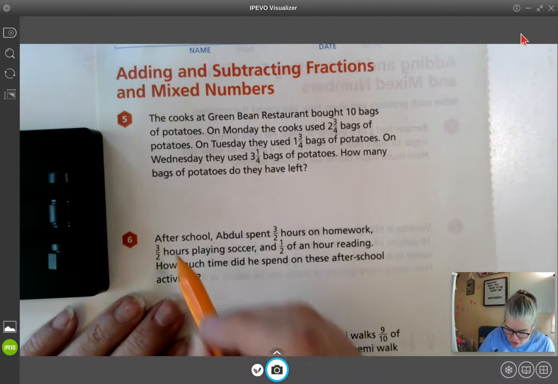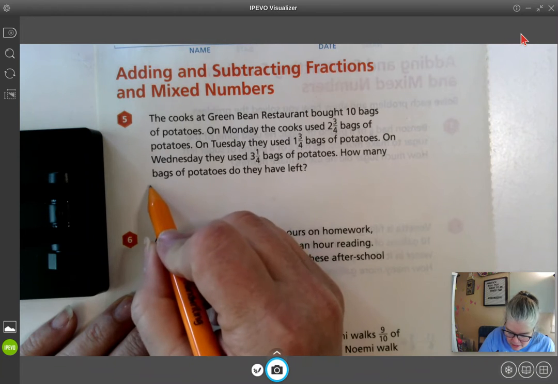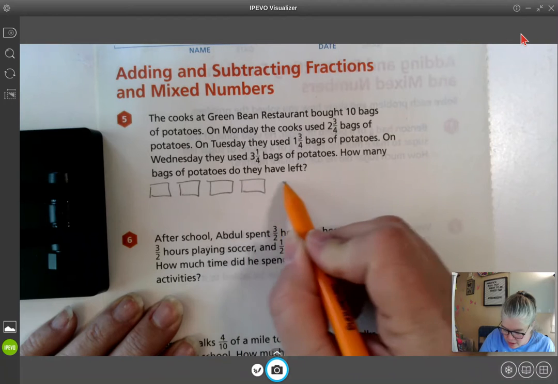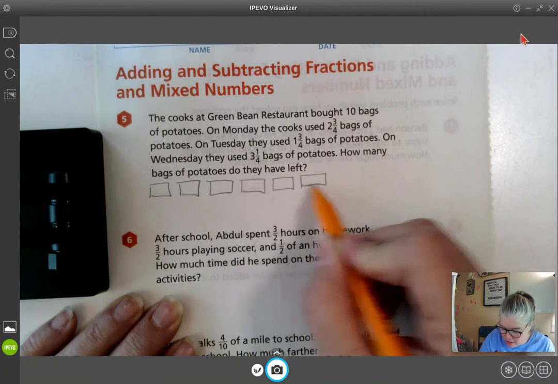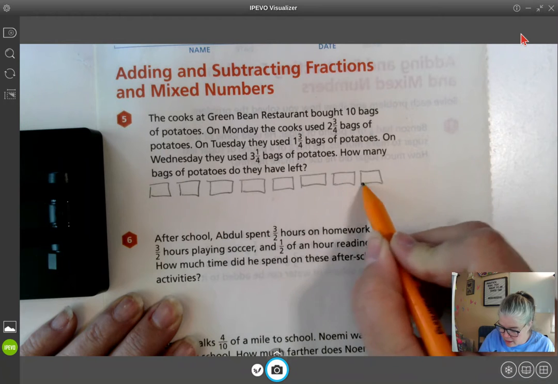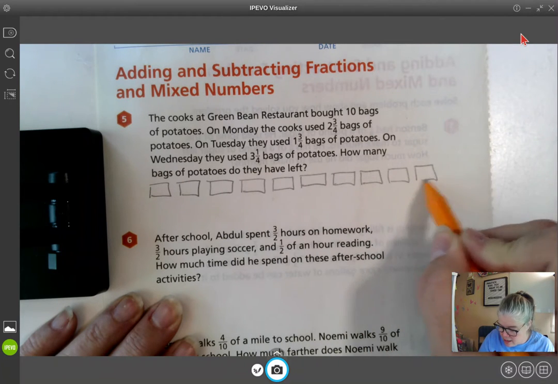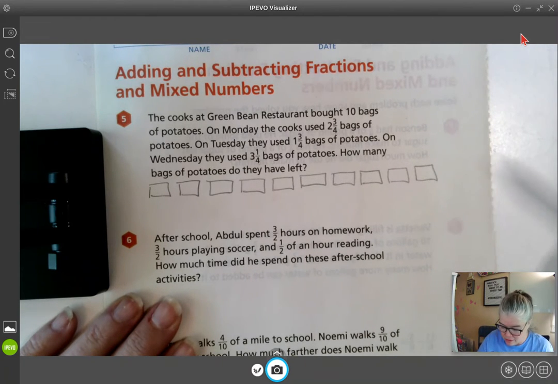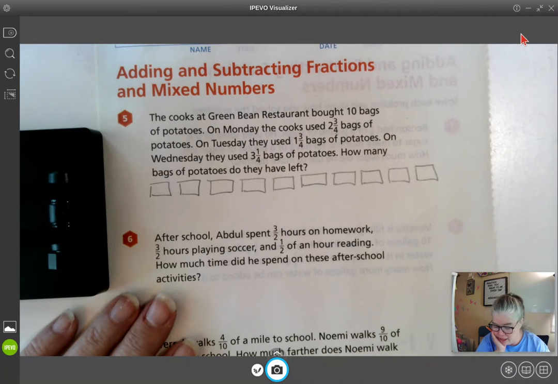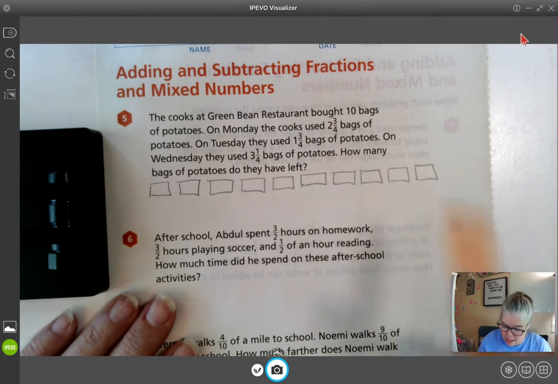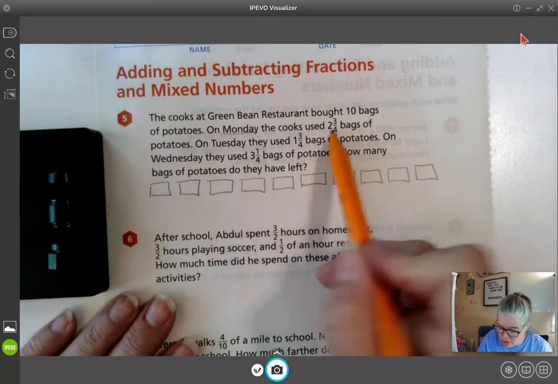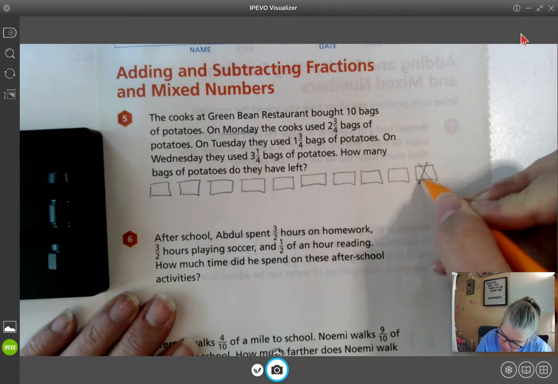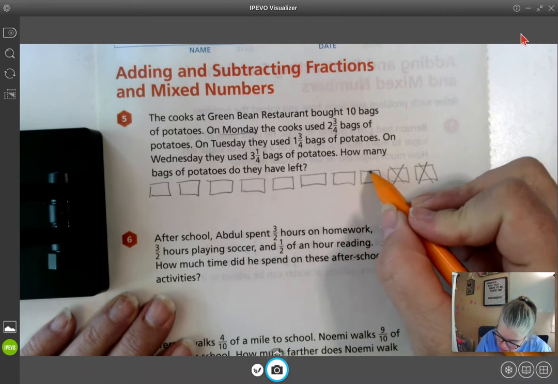I could draw myself a picture of this. So I'm going to draw myself 10 bags. 1, 2, 3, 4, 5, 6, 7, 8, 9, 10. So each of my rectangles represents a bag of potatoes. So I have 10 bags of potatoes, and the first day, on Monday, they took off 2 3/4 bags. So I think I'm going to start out here and say, well, they used 1 bag, 2 bags, and then they used 3/4 of the next.